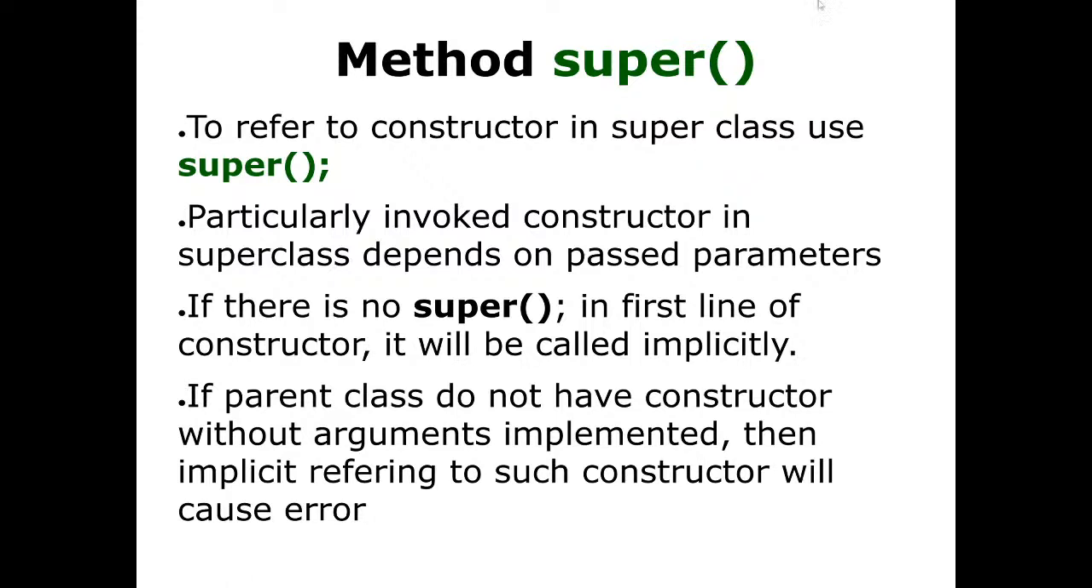Also, again, we can pass any parameters we want. It's the same way as for all the constructors and all the methods. And if the parent class does not have a constructor without arguments implemented, then an implicit reference to such a constructor will cause an error.